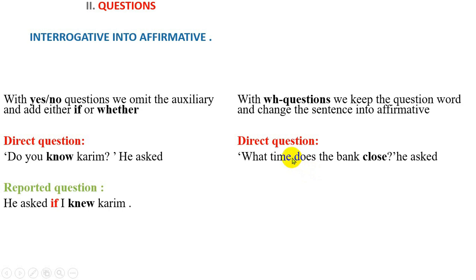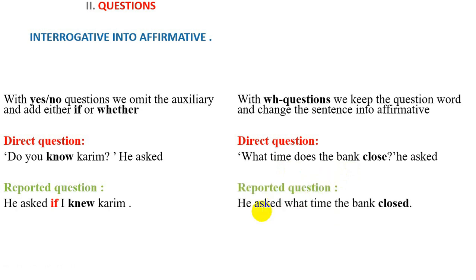If you want to change this into a yes/no question, you can omit this WH and you can say, does the bank close at? Okay, so then the answer can be yes or no. But since the first word is a WH word, you cannot answer yes or no. So let's see what will happen. So he asks what time the bank closed.